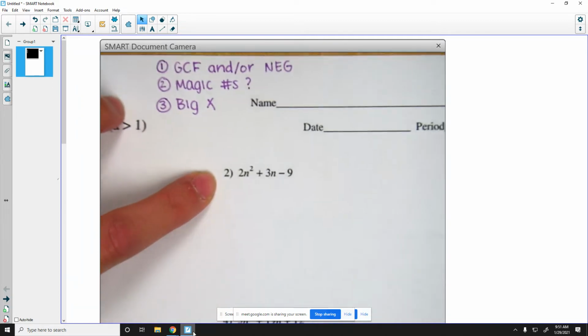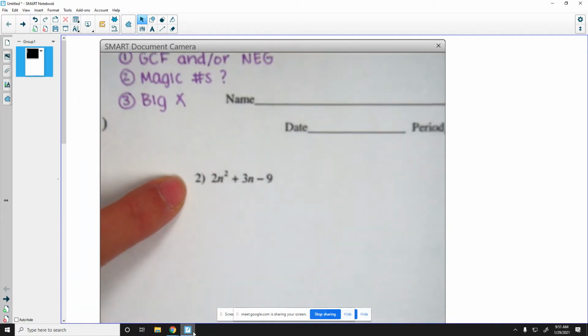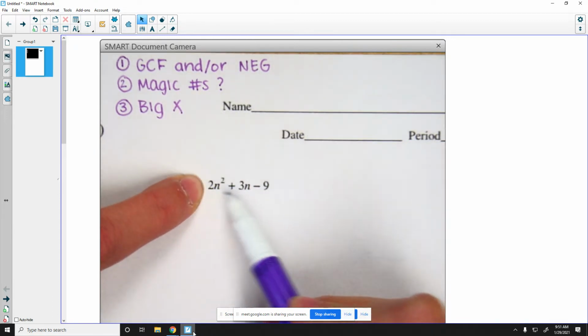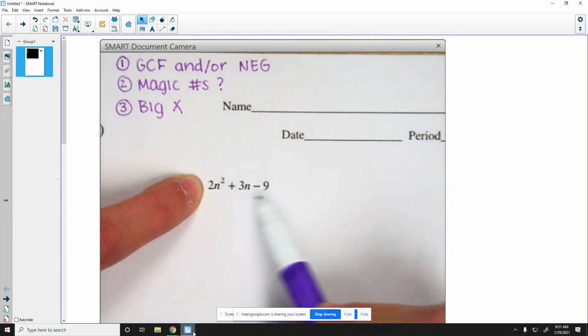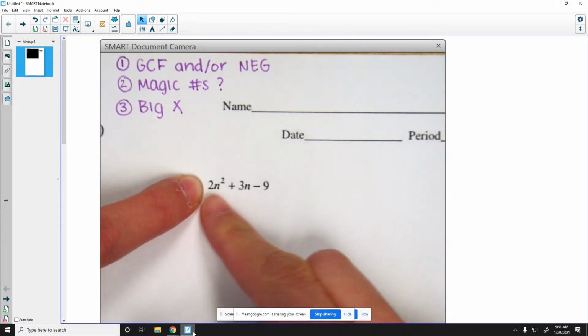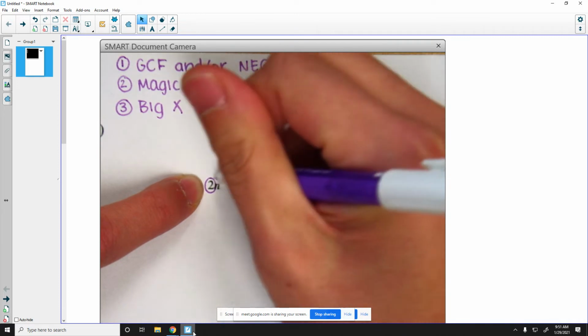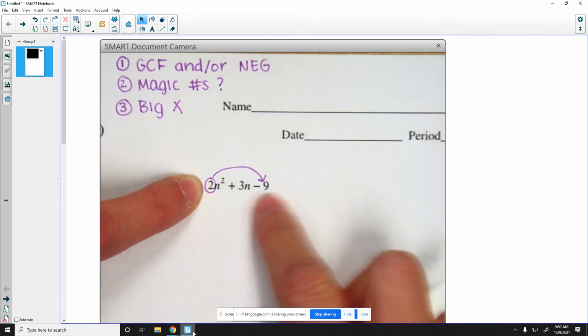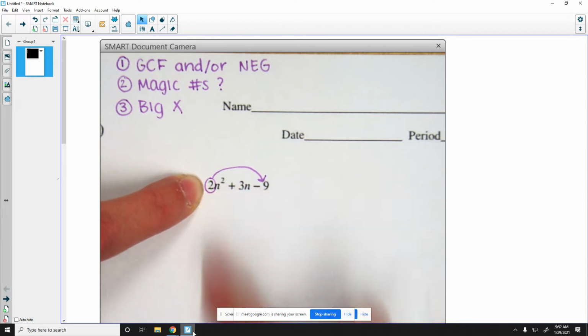So let's do this. Let's start with number 2. I'll do the evens with you, okay? So number 2, step number 1, take out a GCF or a negative. Can I take out a GCF or a negative? No, so I'm skipping step number 1. Step number 2, magic numbers. Yes, I should because it starts with a 2. So I'm going to take this 2 and draw an arrow. I do that so if I ever see a big arrow in my problem, I know that I have to divide by 2 at the very end.